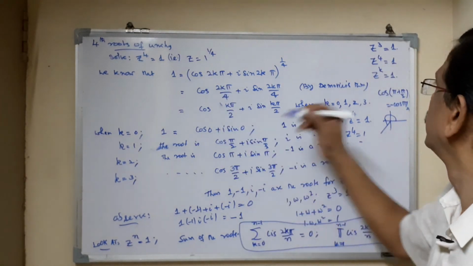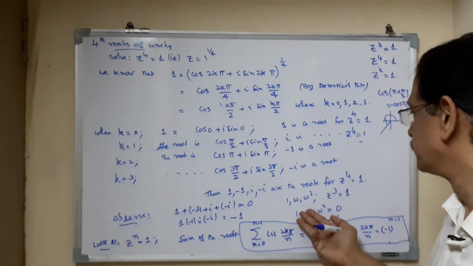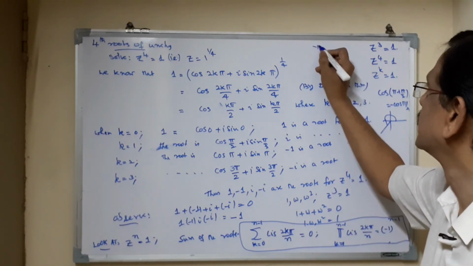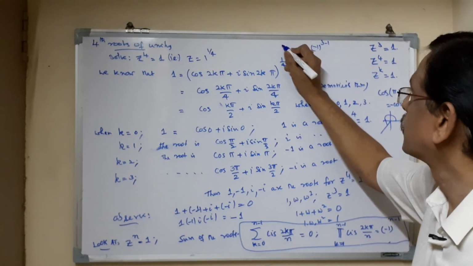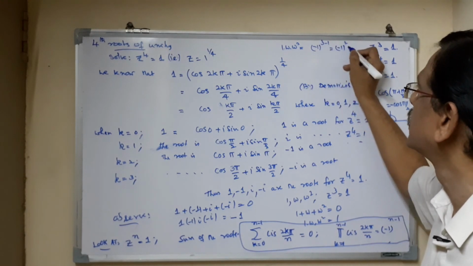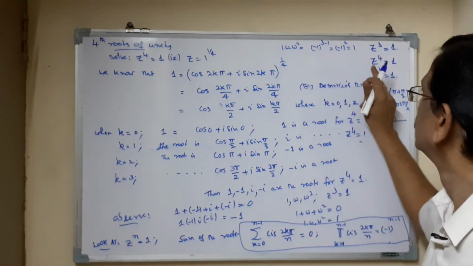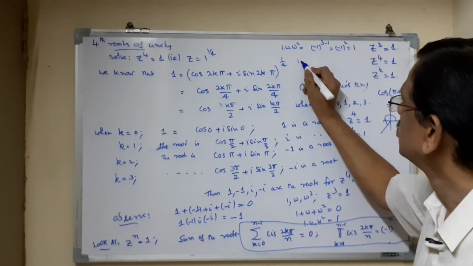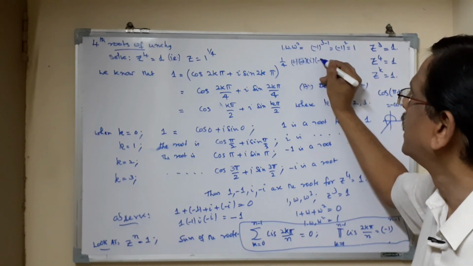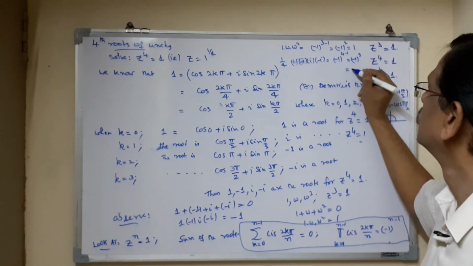Now, I have z cube equal to 1. How many roots do I have? 3 roots. What is the sum? The sum of the 3 roots is 0. What is the product? Because it is 3, minus 1 whole power 3 minus 1. That means 1 into omega into omega square is minus 1 whole square, which is 1. Look at the fourth roots of unity: 1, minus 1, i, minus i. There are 4 roots, so the product is minus 1 whole power 4 minus 1, which is minus 1 whole cube, which is minus 1.